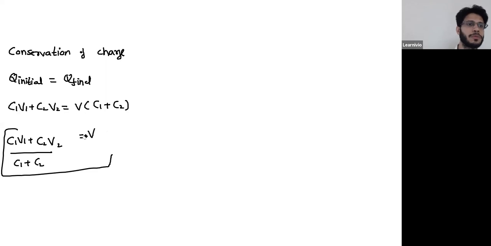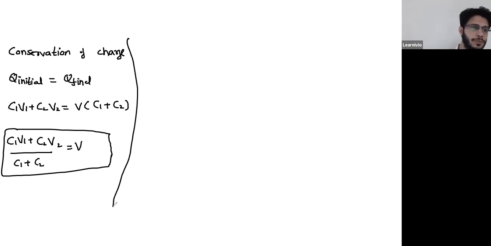So this is the common potential: C1 V1 plus C2 V2 by C1 plus C2. After the common potential, you have to calculate the loss in energy.